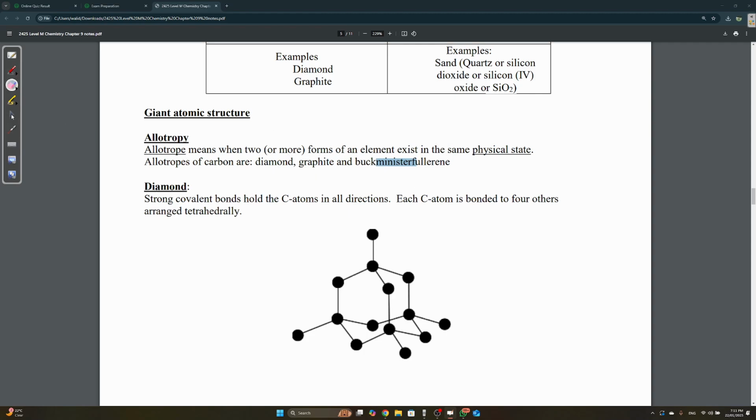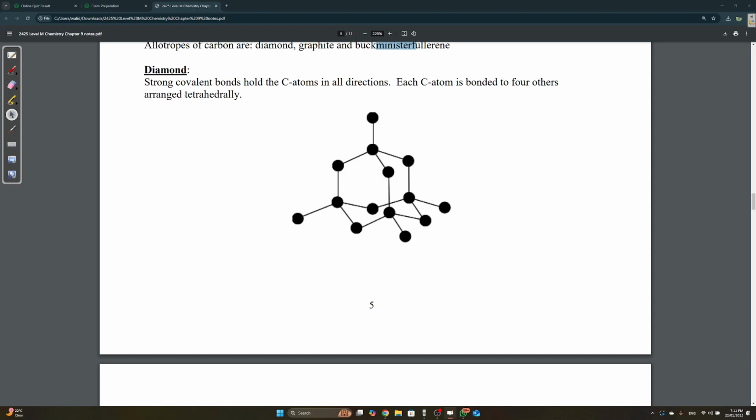Look, diamond looks like this. You need to know the shape is tetrahedral. What's a tetrahedral? It's when you're bonded to 4. Let me change my color to red. When you're bonded to 4, it's called a tetrahedral. When you connect them, you see how it looks like a tetrahedral. You need to know that.